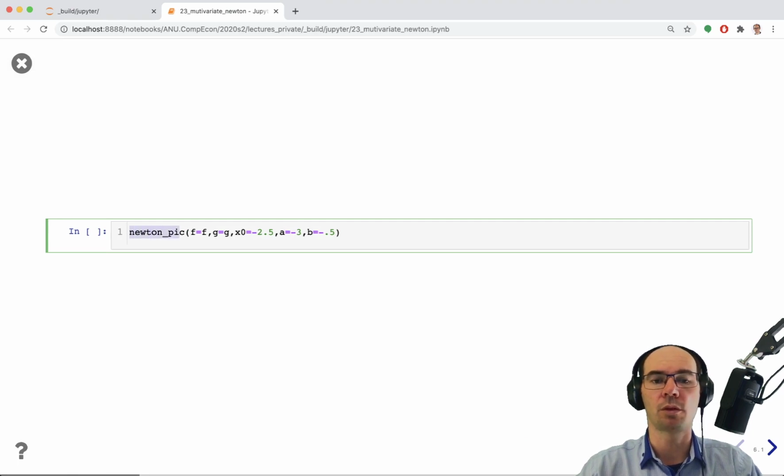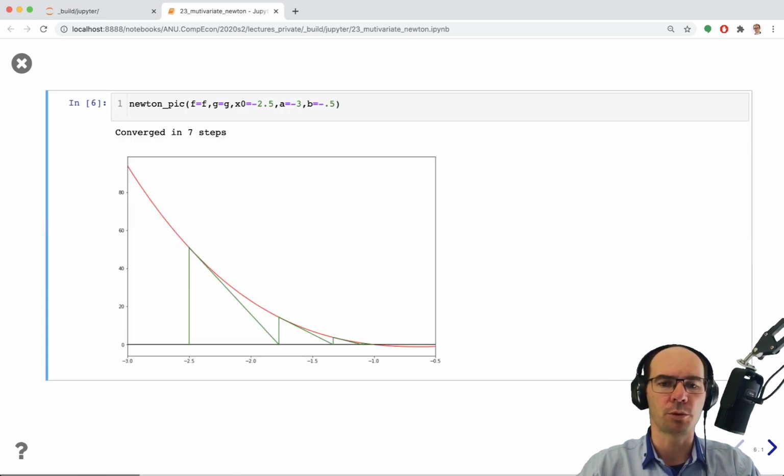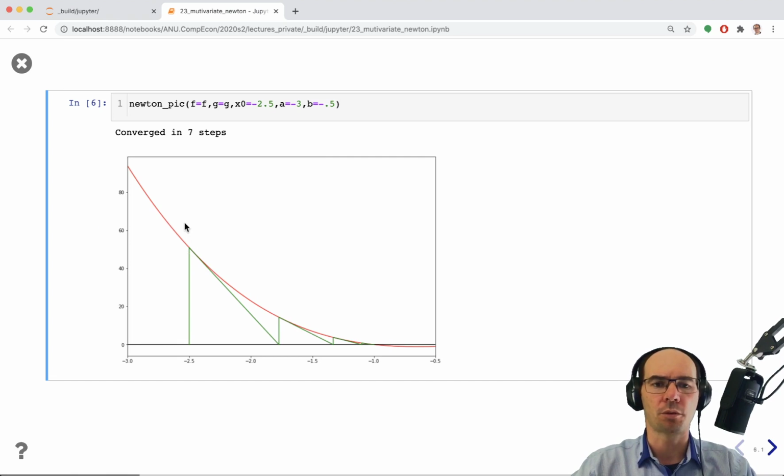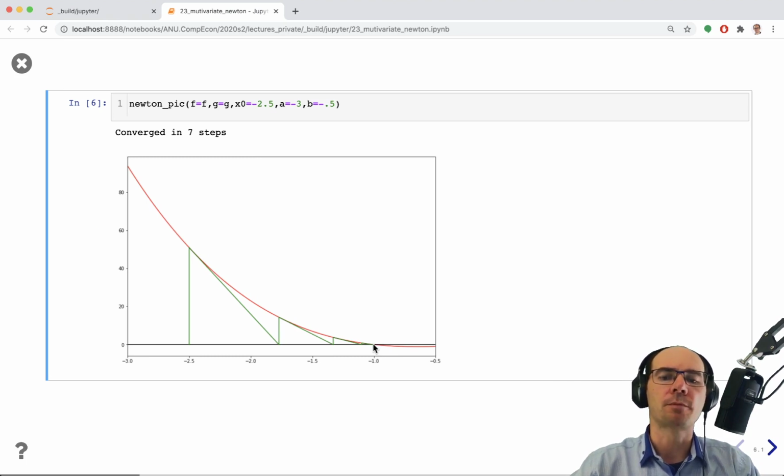Let's now call this function. We're going to call it with function f. The gradient is given by g, and we'll start at minus 2.5 and plot it between minus 3 and 0.5. Okay, here we are. Converged in 7 steps. And here's this intermediate plot that I didn't want to go through the code of. You can see that once we've plotted the zero line and the function, that gives the equation, right? We want to find the intersection of this function with the zero line. Here's our start, minus 2.5.